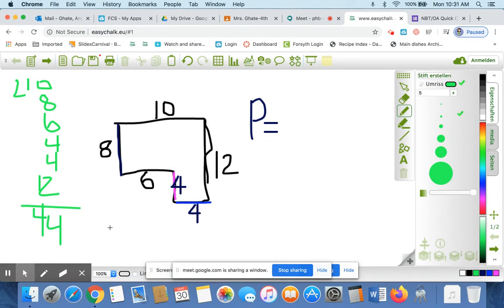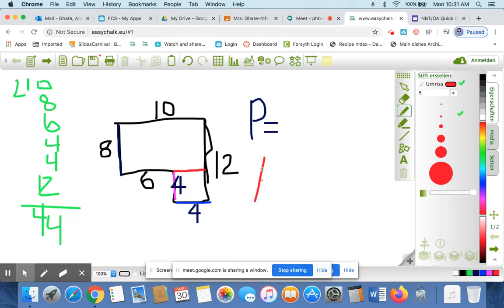Now here's the hard part. I want you to think for a minute. I want you on your paper to go ahead and divide this shape into 2 rectangles. You can divide it vertically or horizontally. Decide which way you want to do it on your paper. I'm going to do it horizontally here because it's easy for me to work with a square.